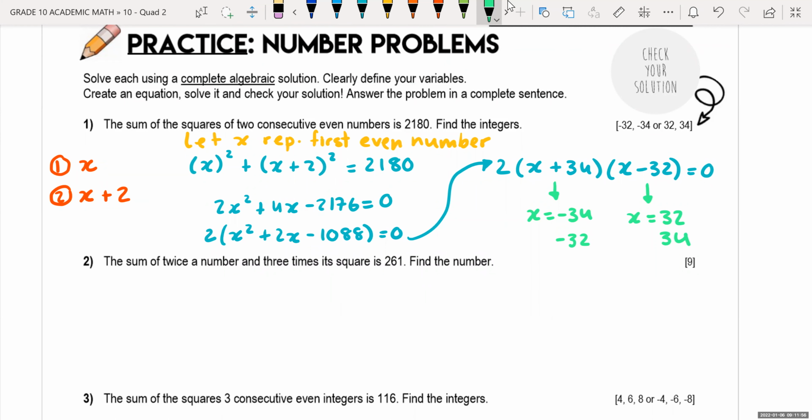So we think that the numbers are 32 and 34, or negative 32 and negative 34. At this step, you would have to go ahead and do a check. So you can use your calculator, square both of those numbers, add them, and if it equals 2,180, those are your answers. And I also wrote the answers up here. So, you could check there, but you should also do your own check.